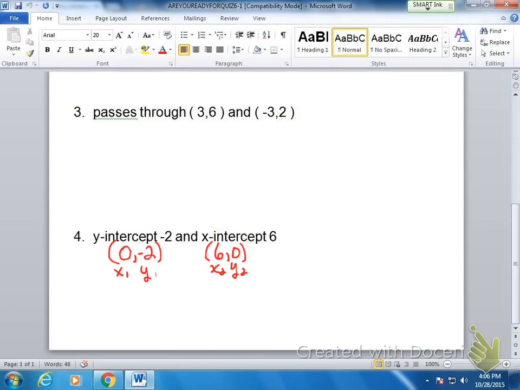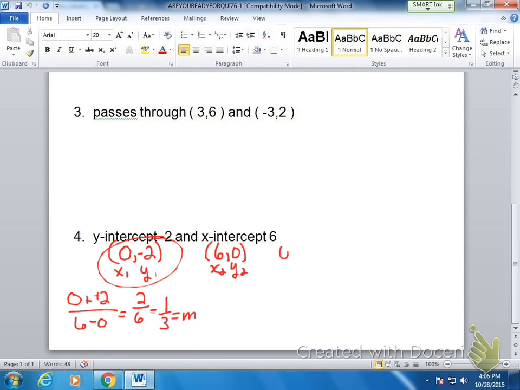Let's find our slope. y2 minus y1 is 0 minus negative 2. Got a double negative. x2 minus x1 is 6 minus 0. 0 plus 2 is 2. 6 minus 0 is 6. And I'm going to simplify that to get 1/3. So we have our m, we have our x1, y1. We just have to plug it in.